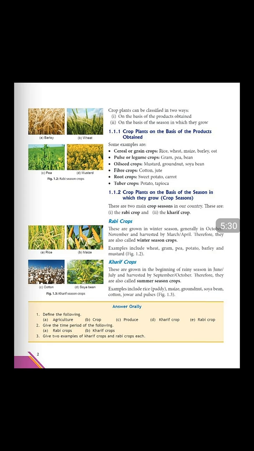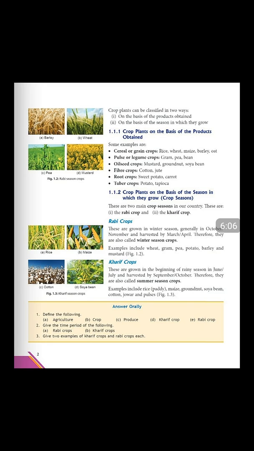So we can classify the crop plants into different types on the basis of two categories: one on the basis of product obtained and another on the basis of the season in which they grow. Firstly, on the basis of product obtained, as we have done on the previous page also. The crops that give you grain, for example rice, wheat, maize, barley, oat, etc. Then pulses or legume crops.